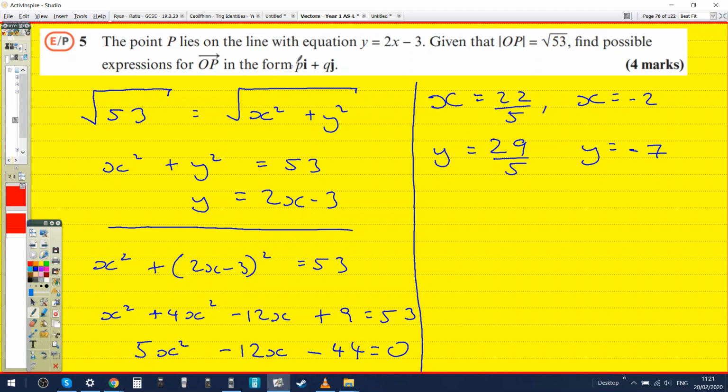Now we were calling them x and y. They're calling them p and q. And so in that format, 22 over 5 i plus 29 over 5 j and so on. So it was basically just simultaneous equations, quadratic simultaneous equations. So we had two unknowns, so we had to find two equations. Any questions there?